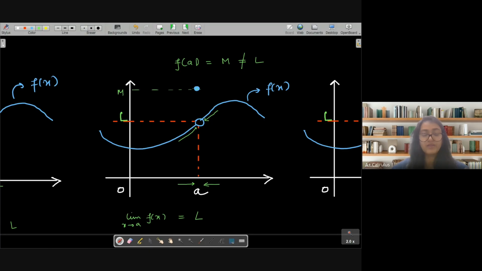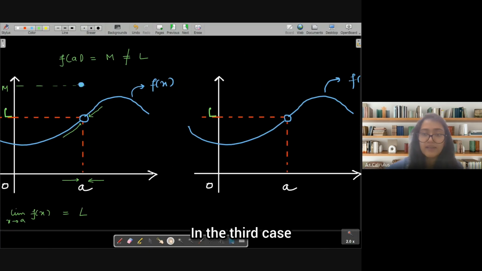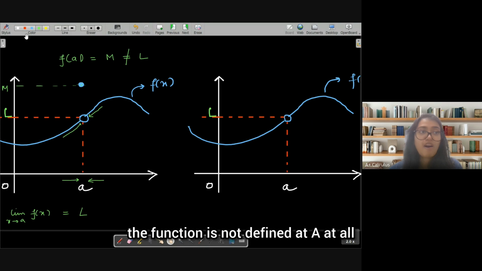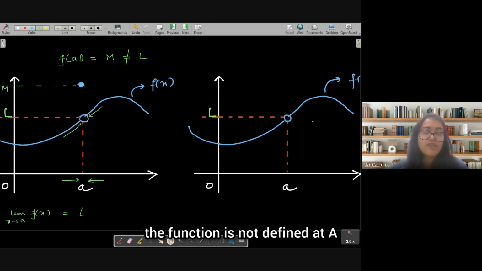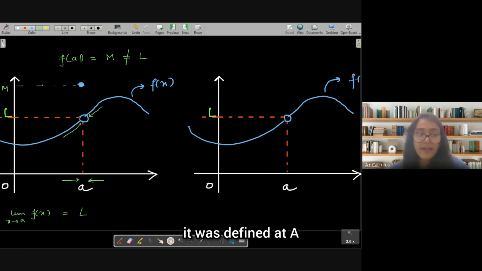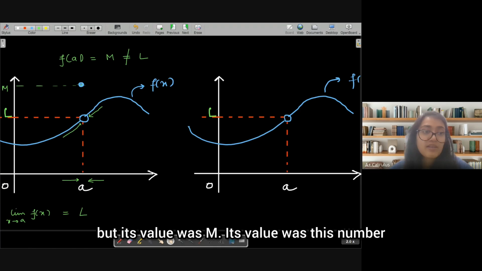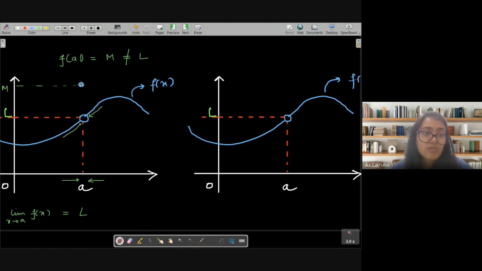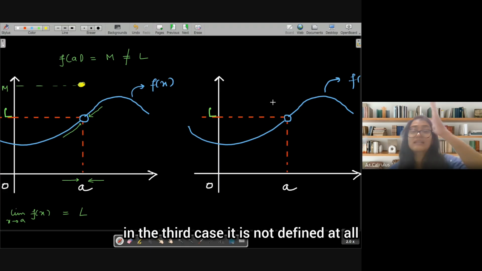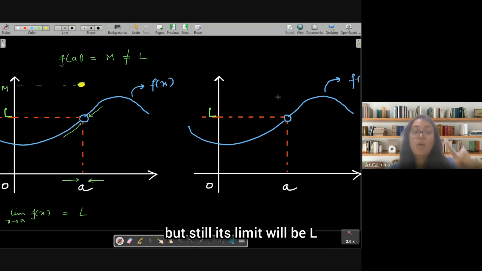This is the difference. Now, in the third case, the function is not defined at a at all. In the second case, it was defined at a, but its value was m. Its value was this number. In the third case, it is not defined at all, but still its limit will be L.